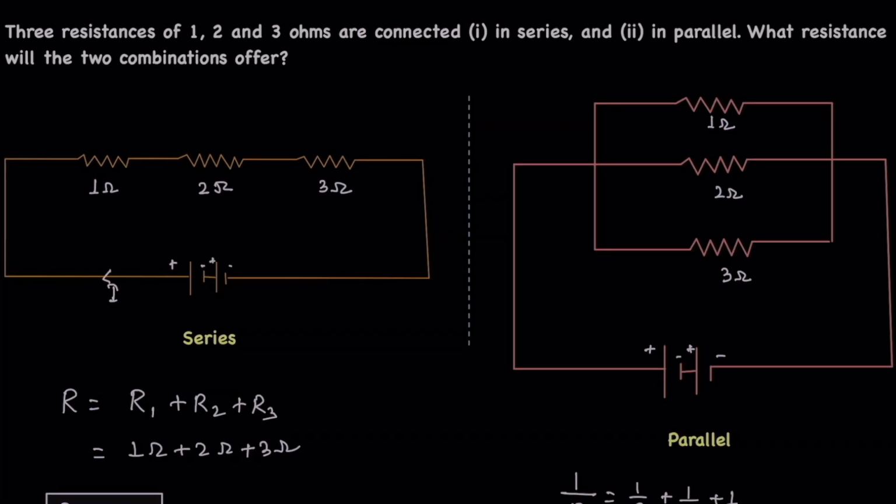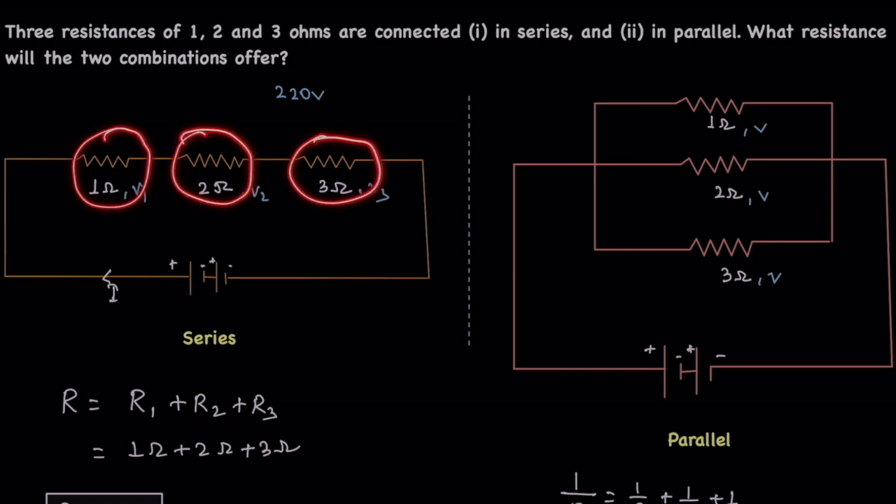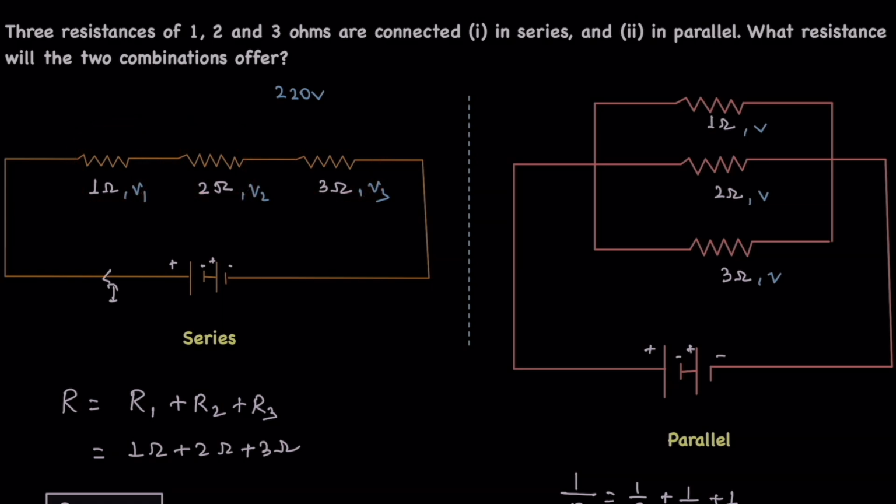One more advantage we will discuss is with respect to the voltage. In series, voltage varies. Each resistor has a different voltage, but in parallel, each resistor has the same voltage. So if we are supplying 220 volts, here in series each of the resistors will get a different voltage, so it will influence the flow of current. But in parallel, all the resistors will get the same voltage. So this is one of the advantages over the series.